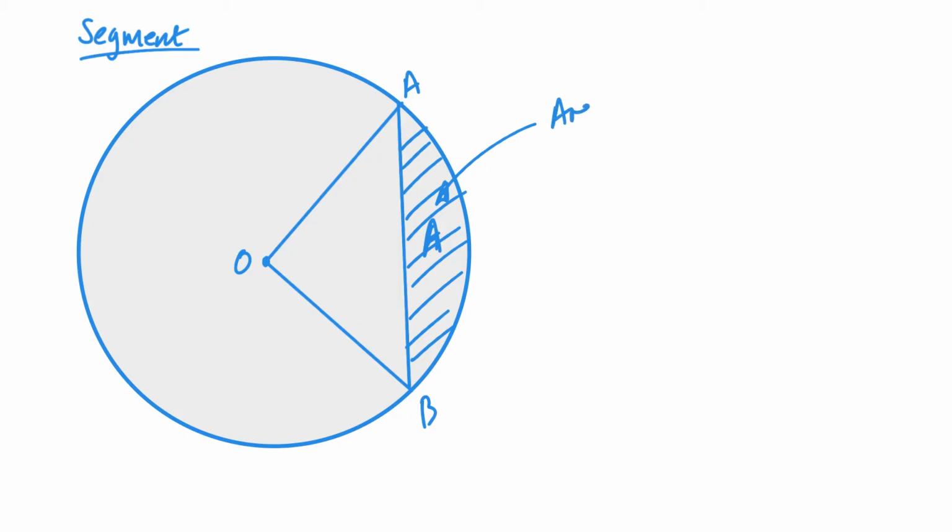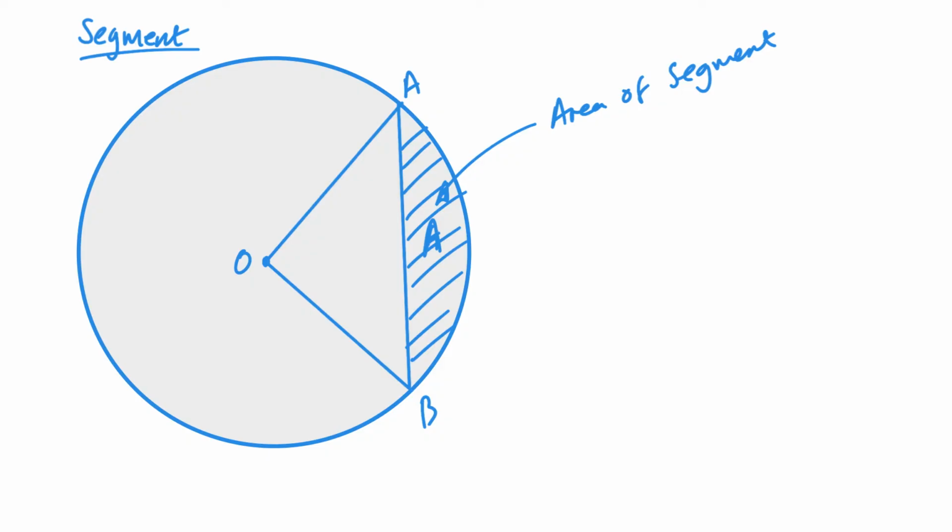Now with a segment, what I want to do is join two of my points together. So let's call this one A and this one B, and O there. I'll join A and B together, and that is a segment here. So this area here, that is your segment, the area of the segment. It's that little sliver of area.